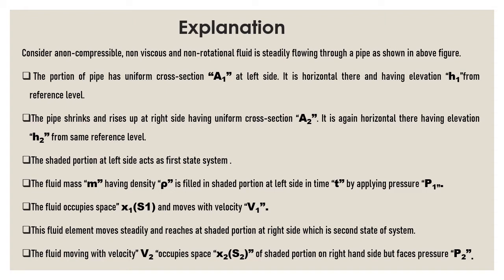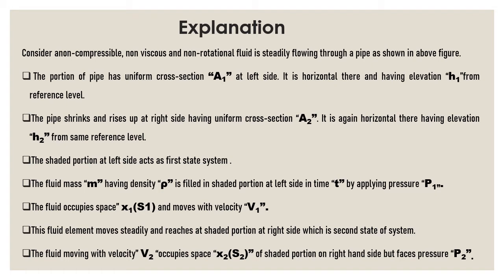Now, considering the explanation, we will take a non-compressible, non-viscous and non-rotational fluid flowing steadily through the pipe as shown in the previous picture. The portion of pipe has uniform cross-section A1, as I said before, on the left side. It is horizontal there and has the elevation H1 from the reference level. The pipe shrinks and rises up at the right hand side with a uniform cross-sectional area A2. It is again horizontal there, having the elevation H2 from the same reference level.